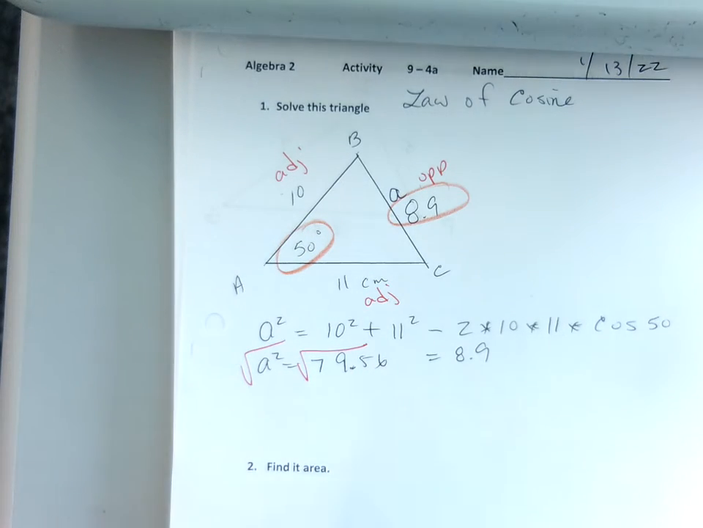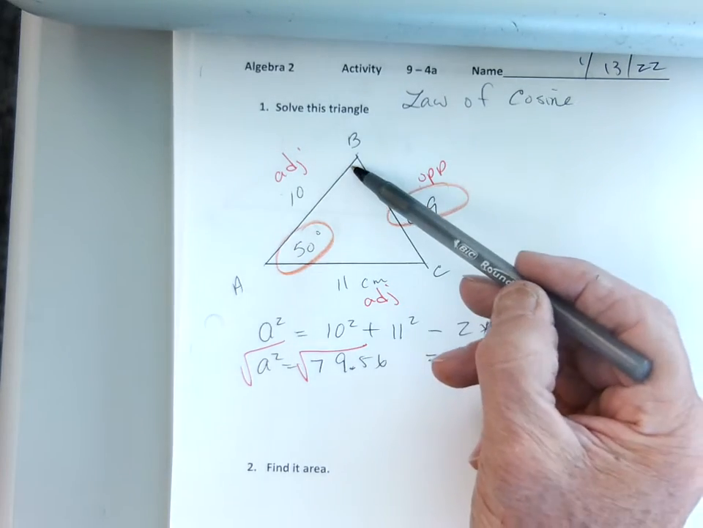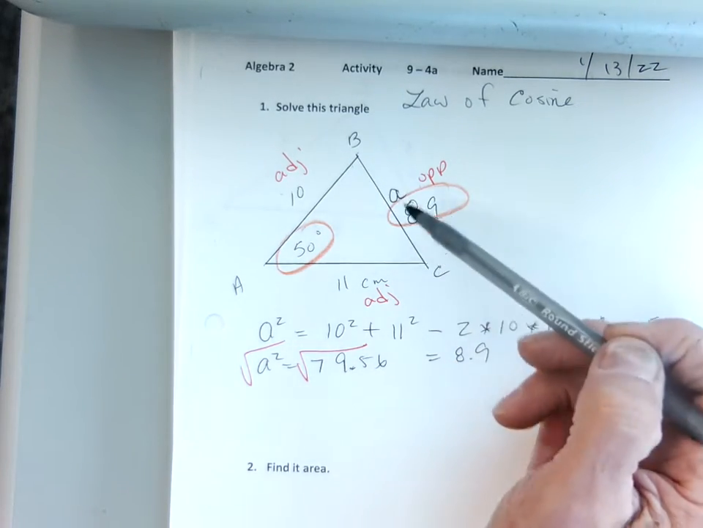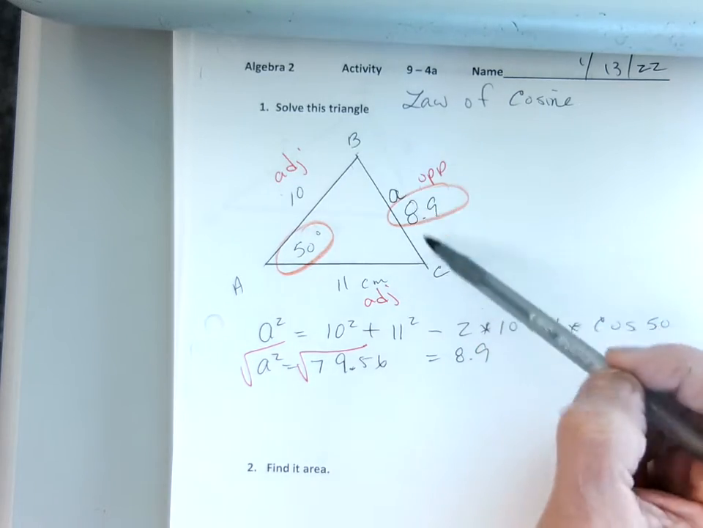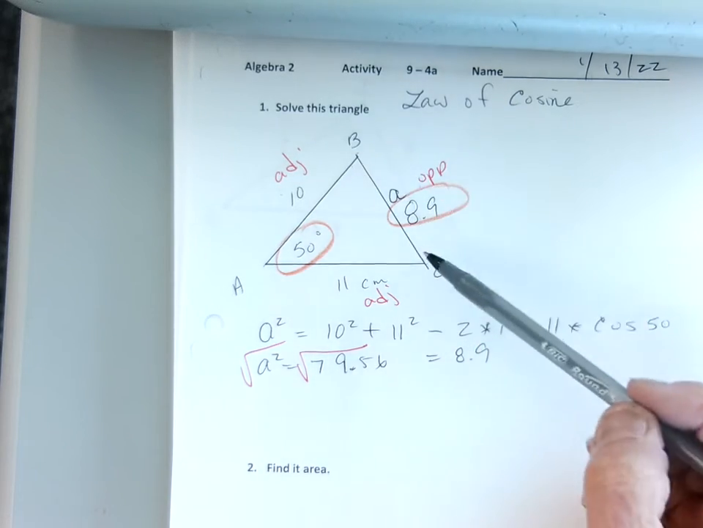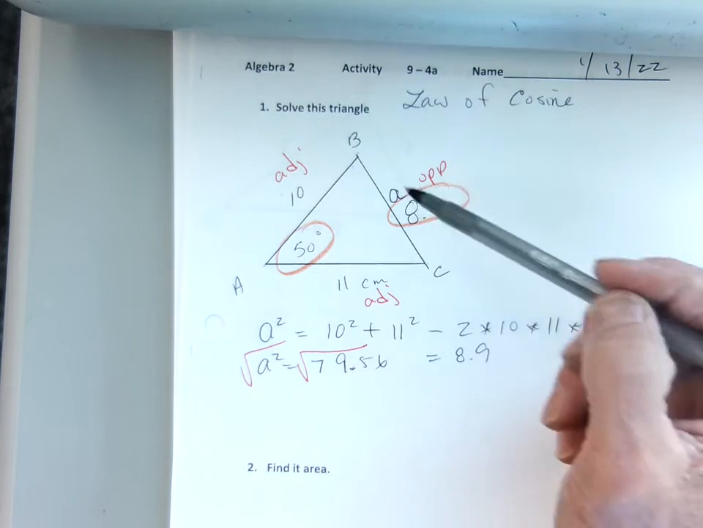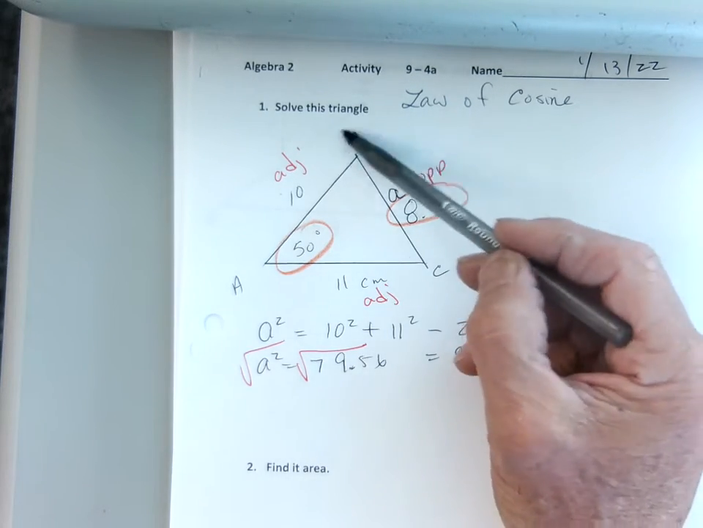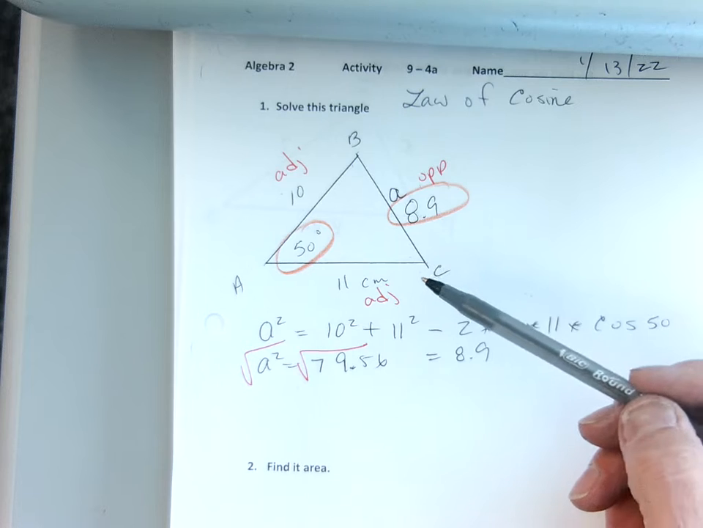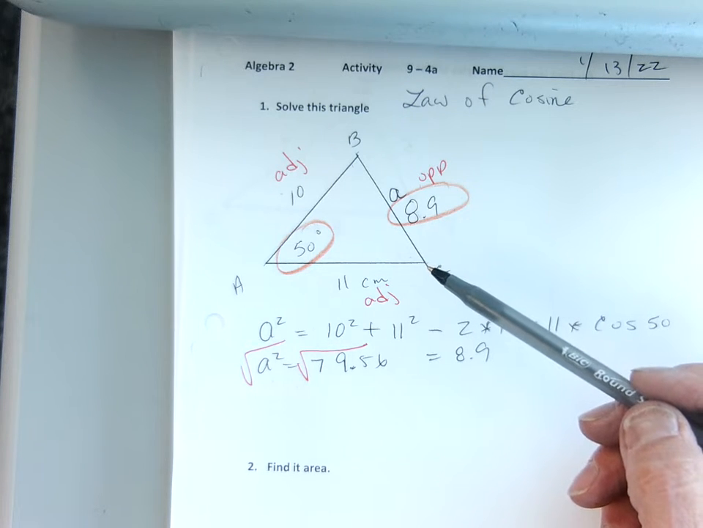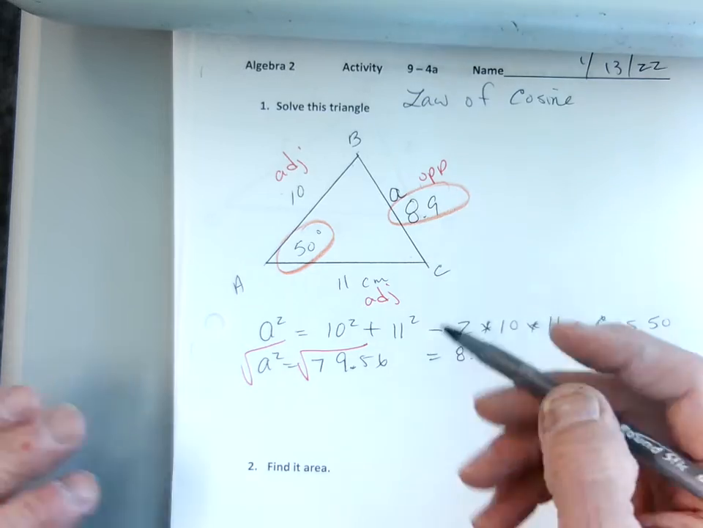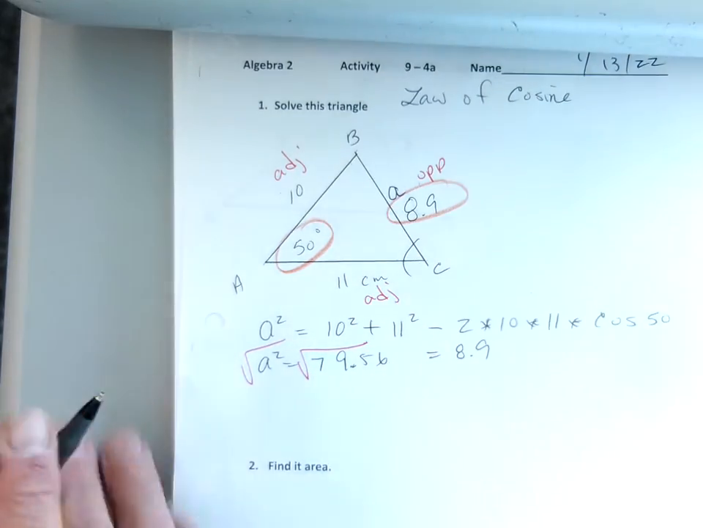Okay? So now we could find angle B or angle C. It does not matter. Angel, what do you want to find? Angle B or angle C? Which one do you want to find? Angel, which one? I know, sorry, man. C it is.